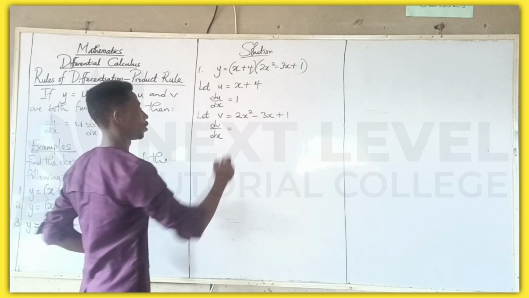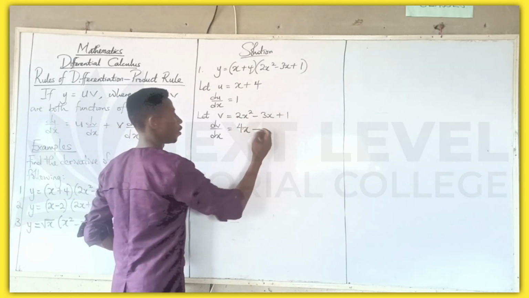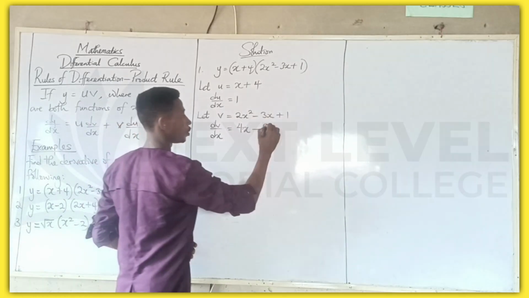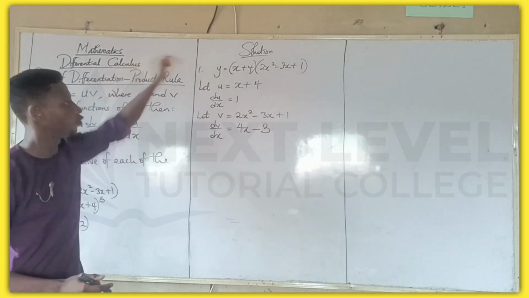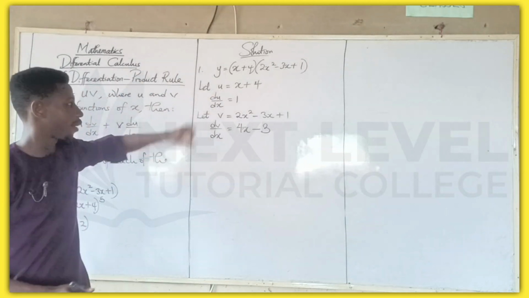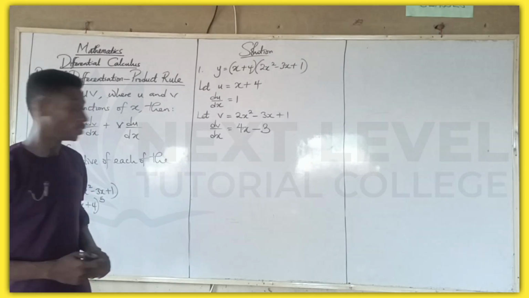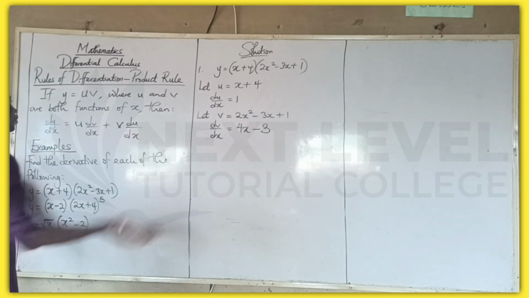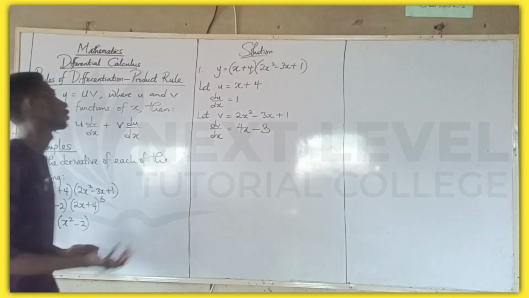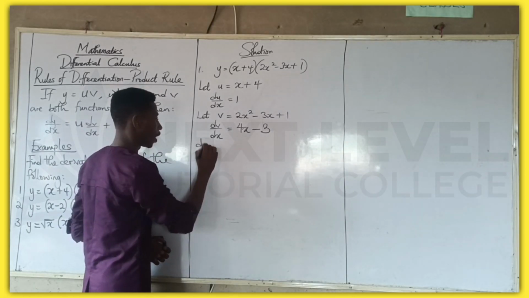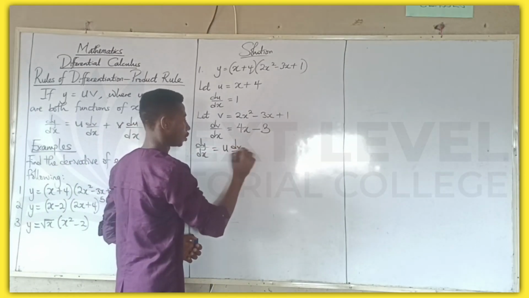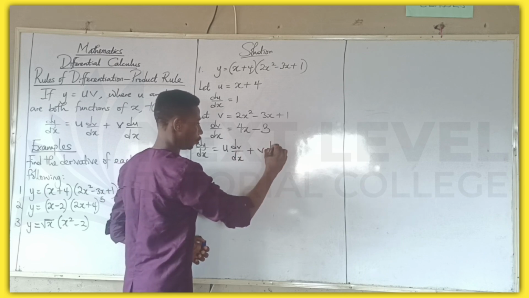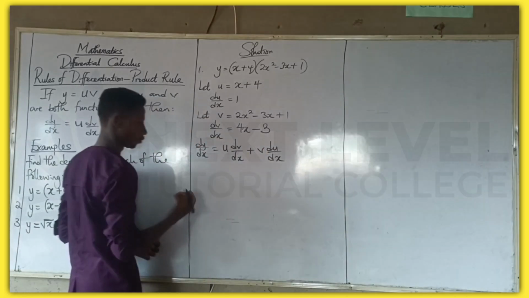Differentiating 2x squared will give us 4x. Minus, if we differentiate 3x, we get 3. This one is 0. So now we have u, we have du/dx, we have v, and we have dv/dx. Those are all the elements of the formula for dy/dx under product rule. So dy/dx is equal to u dv/dx plus v du/dx.